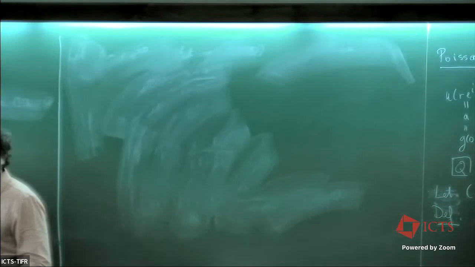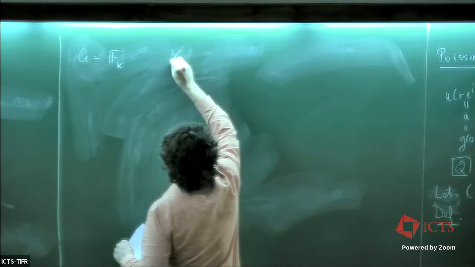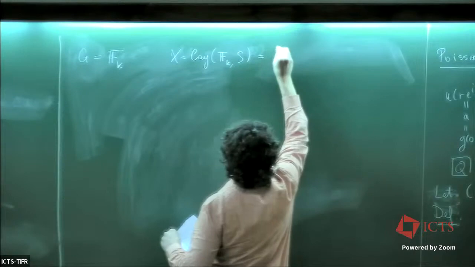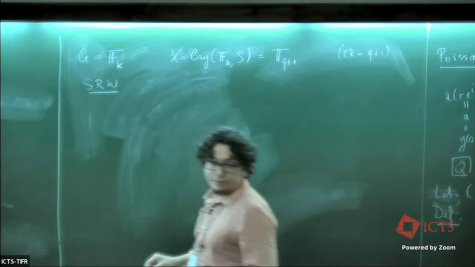The fact that I chose q and q plus one here maybe should give you a hint to what comes next. If G is a free group, and we want X, the Cayley graph of this with the standard generators, to be a q plus one regular tree. So clearly, the degree 2k has to be q plus one. And then we do the simple random walk on this, so the measure is uniform.